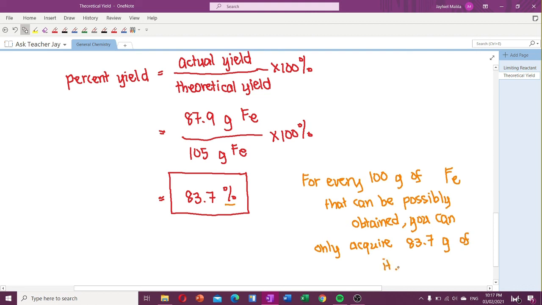Of course, that 83.7% is influenced by a lot of factors. It may be that the process was not well done, or there might be some factors in the extraction of the material. The study or endeavor of improving the yield is another field of study in itself. So it's good that at this level you will be able to experience solving for the percent yield based on the values of the actual and theoretical yield.